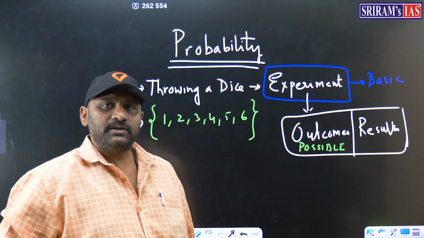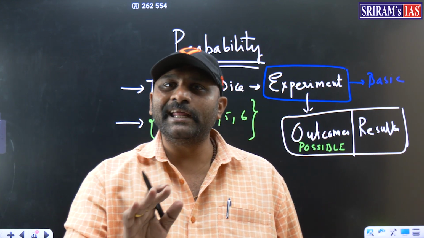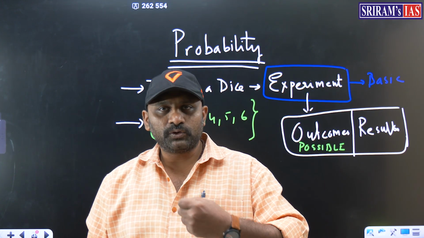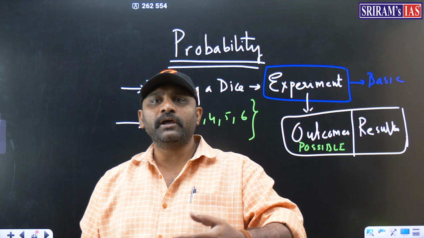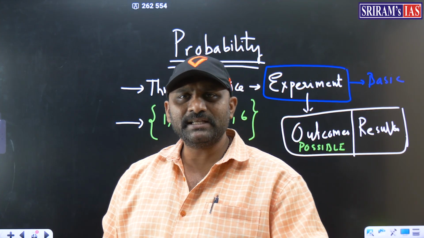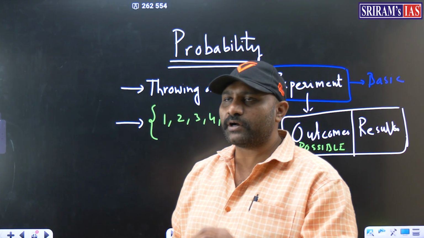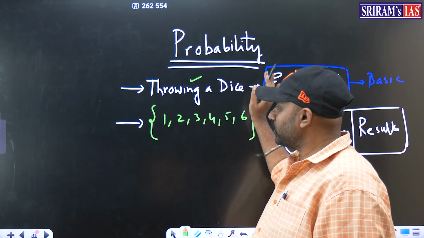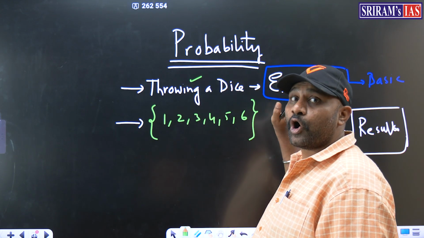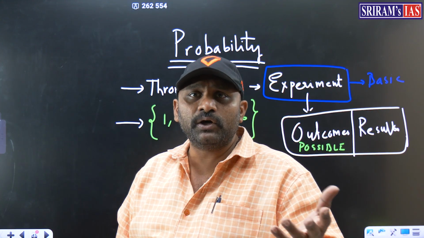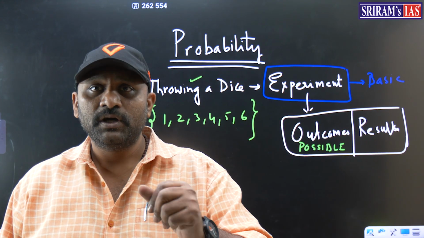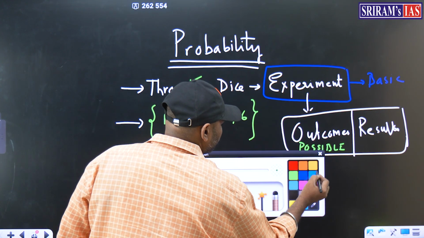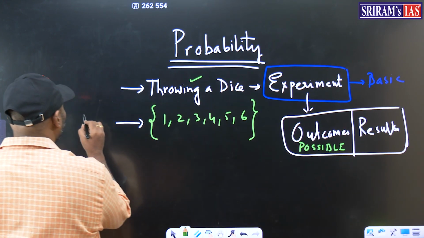Now if my question asks, what is the probability of getting an even number? If the question says, I threw a dice, what is the probability of getting an even number? It's a very simple question, everyone can answer. But here you have to understand the terms. First, throwing a dice is the basic experiment. 1, 2, 3, 4, 5, 6 are all the possible outcomes because I can get any of them. These are all the possible or total outcomes.